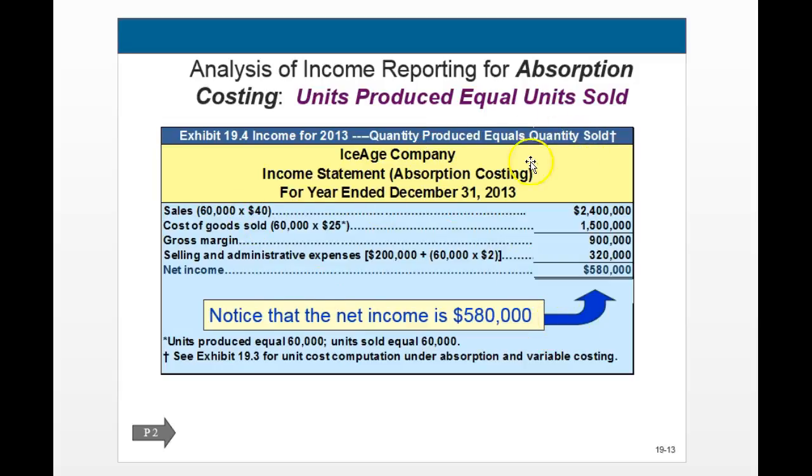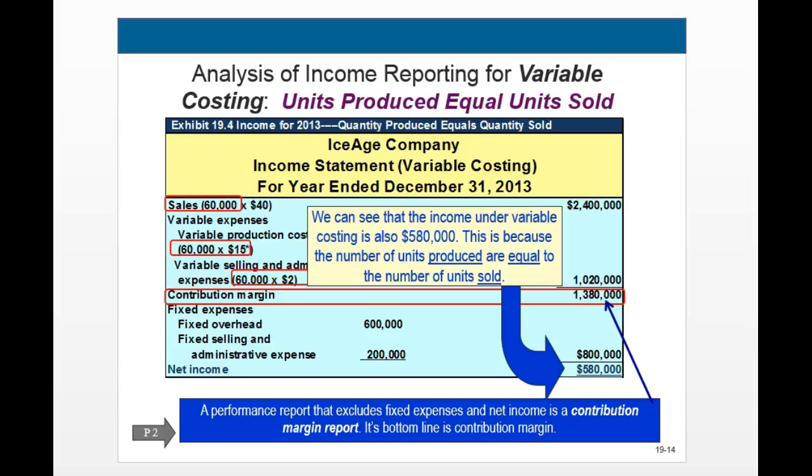So this is the absorption, I believe. We've got 60,000 units at $40. The cost is $25 per unit. So we've got $2.4 million in sales and $1.5 million in cost of goods sold. That gives us a gross margin of $900,000. Then we take off the administrative, and that has the variable overhead in there. So the net income under absorption costing for this one is $580,000. Makes perfect sense, right? Now this is the same thing under variable.